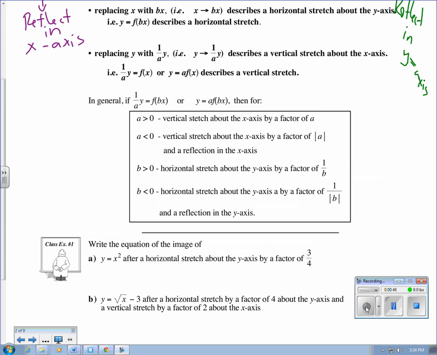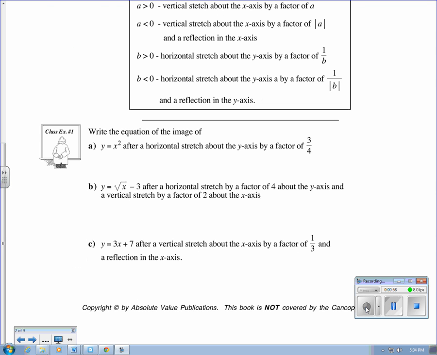Always note the review. They do a really good job setting up what we've already learned. I'm going to slide down to example B and C, and I'm going to try and talk through my thinking. I want to write the equation when the following things happen. So horizontal stretch by a factor of 4 about the x-axis.